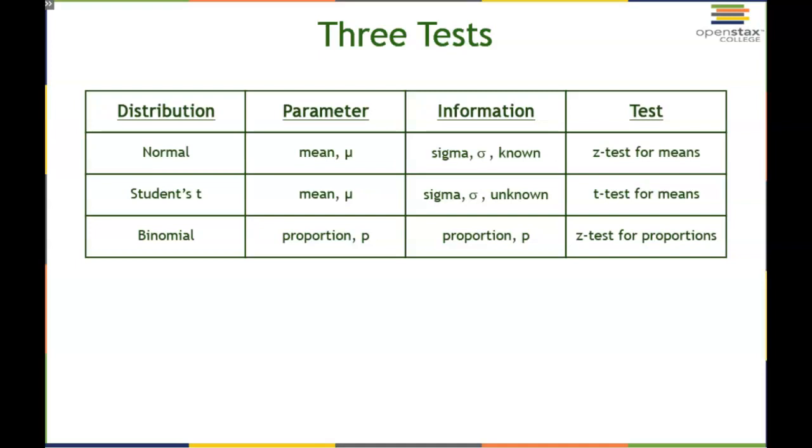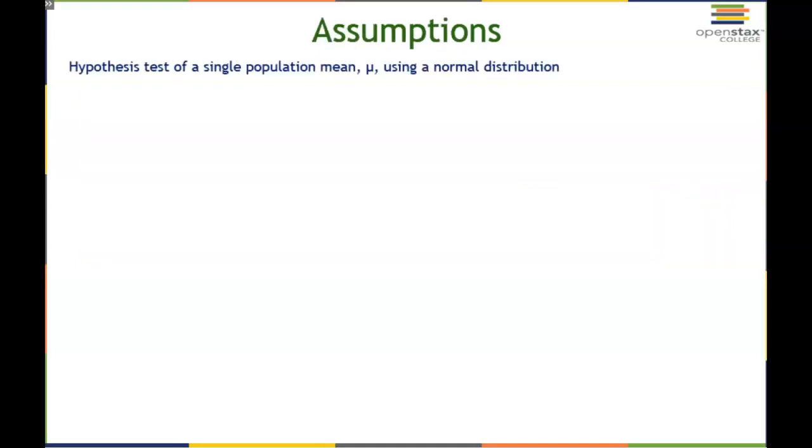So it's pretty much those three tests we're going to concentrate on right now: z-test for means, t-test for means, and a z-test for proportions. There are some assumptions that we're going to make for each of the three tests.